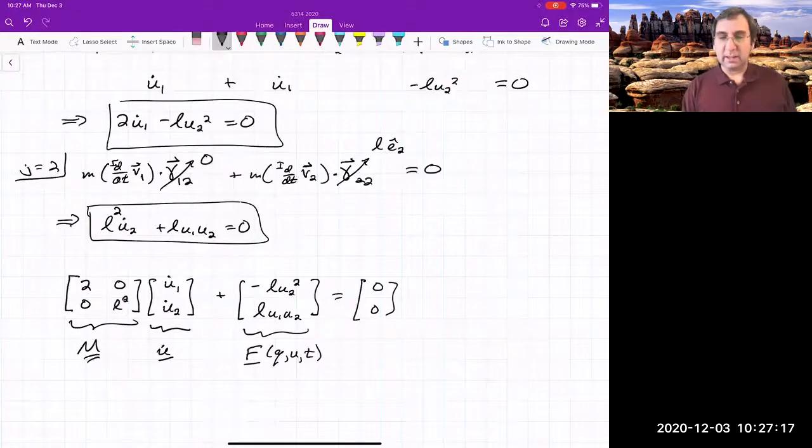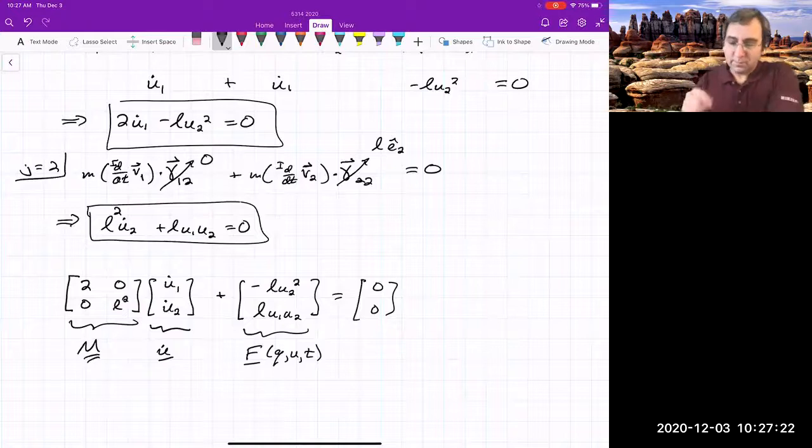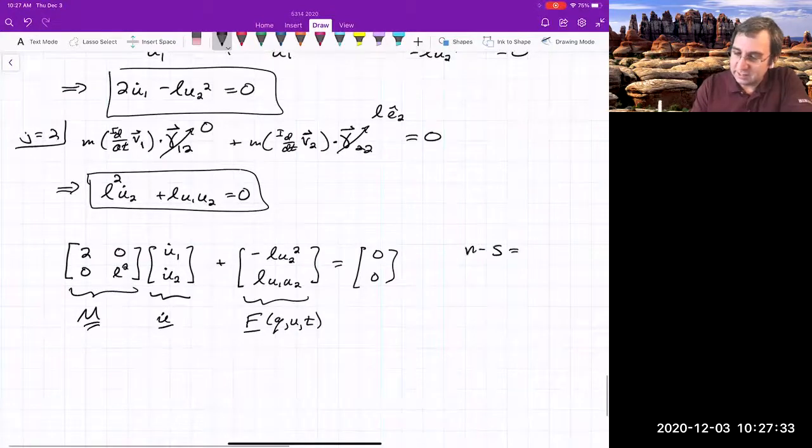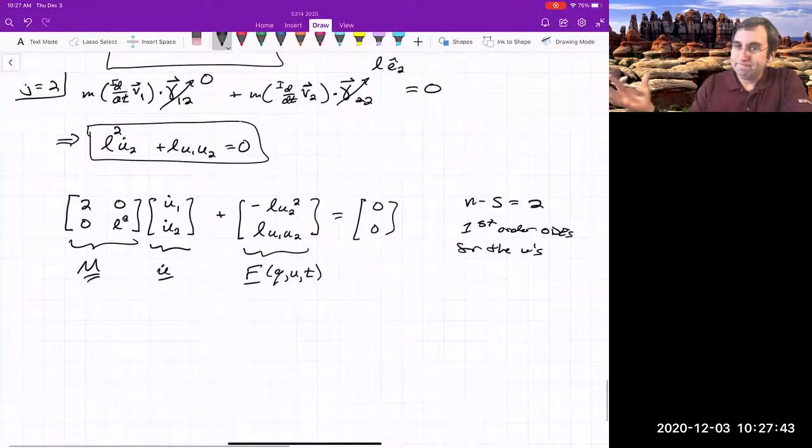And you could simulate this. Yeah, you could simulate this. We're skipping the whole approach of Lagrange multipliers, right? There's n minus s equals just 2 first order ODEs for the U's. Yay.